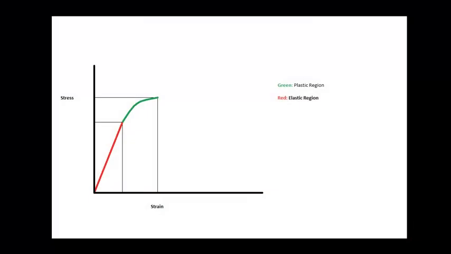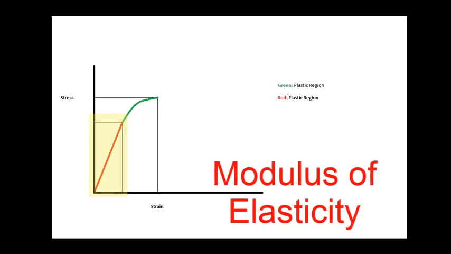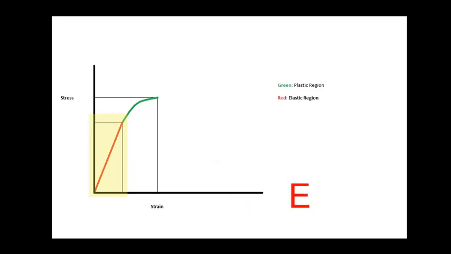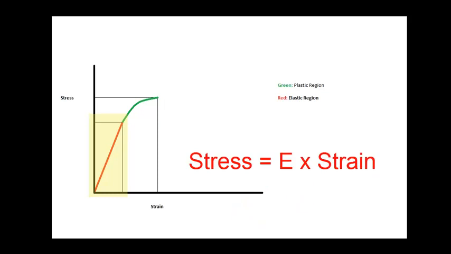On the stress-strain diagram, the region of the stress-strain plot corresponding to elastic deformation is linear. The slope of this line is known as the modulus of elasticity. This provides the equation: stress equals modulus of elasticity times strain.